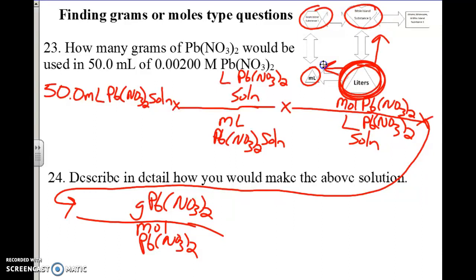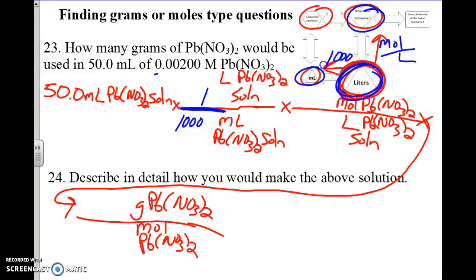Now we have to pop some numbers in. Milliliters, this part right here, milliliters to liters. So we're going from here to here. This bridge is 1,000. So there are 1,000 milliliters in every liter. Now we're going to go from here up to here. This bridge is the mole per liter bridge. So we're going to use the molarity that they give us in the problem right here.